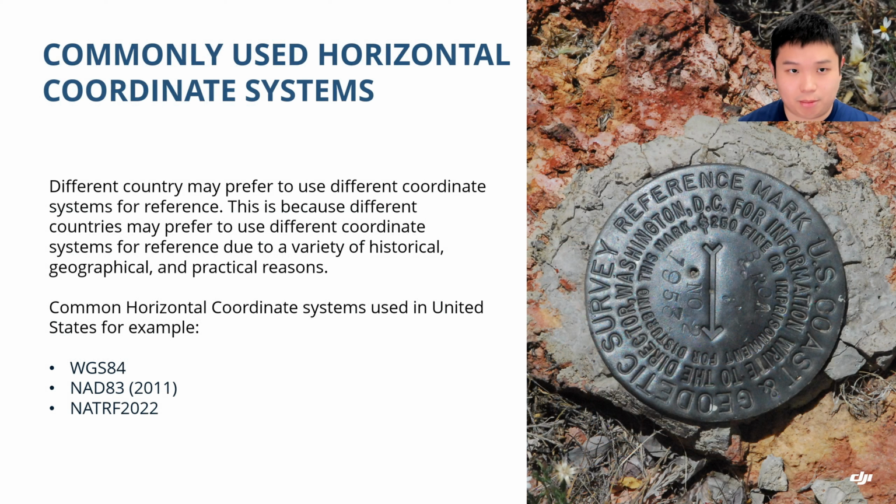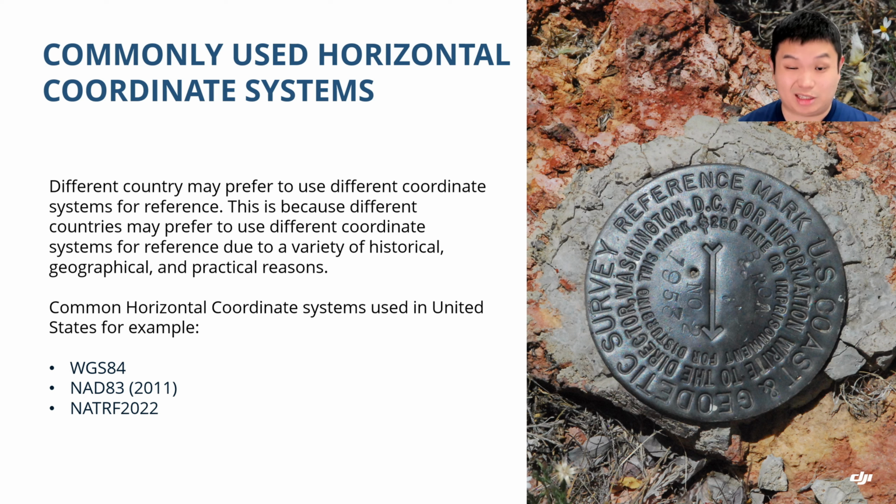Next, let's talk about some commonly used horizontal coordinate systems with some examples. It depends on the location of your project. You may be asked to use or apply a specific horizontal reference to your project data. That could be, again, geodetic or projected, but it can also be on a global scale or regional. Taking the United States, for example, if you have a project located within the United States, very likely you're going to use the following horizontal references.